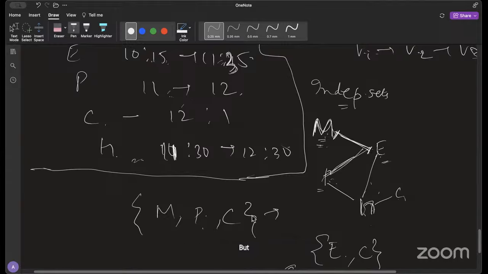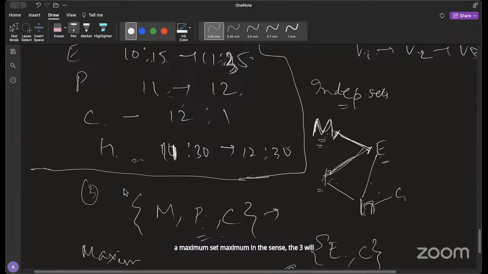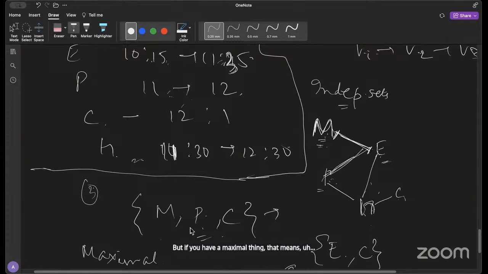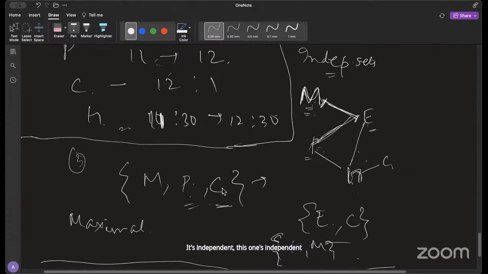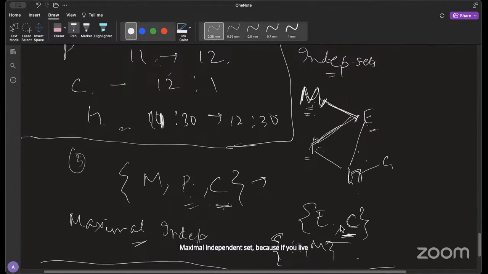But there's a difference between a maximal set and a maximum set. So this one's a maximum set. Maximum in the sense the 3 will be maximum here. Now you can't top it. But if you have a maximal thing, that means it's independent, but if you add one more vertex to this set, then it won't be an independent set anymore. That's what you call a maximal independent set. The same goes here. This is also a maximal independent set, because if you put one more element here, then it won't be independent anymore.